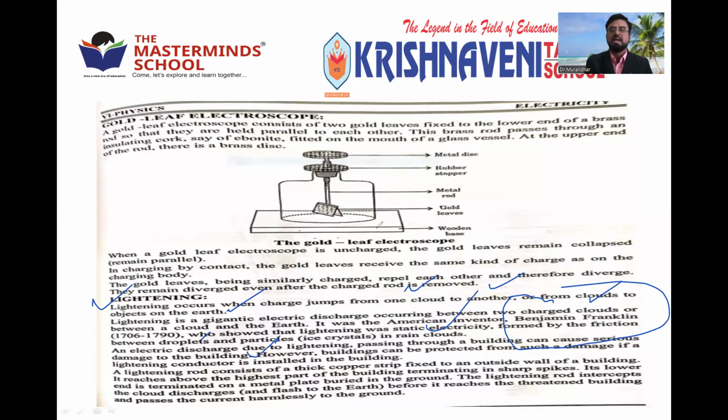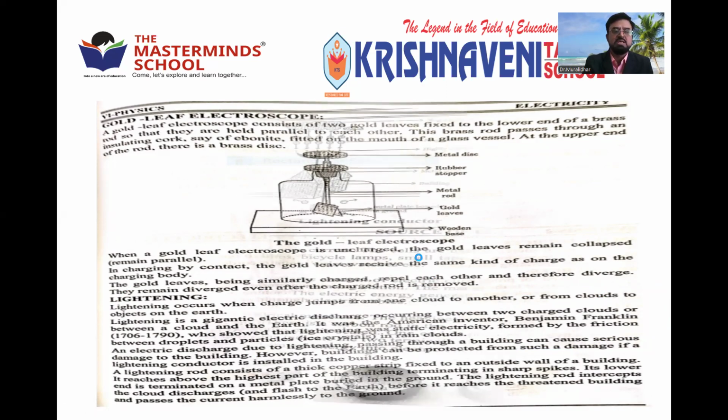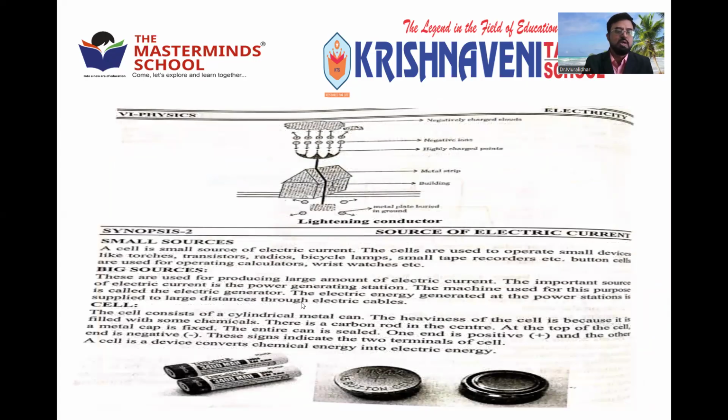Generally, during lightning, we have one antenna over the houses to protect from the lightning. There are so many precautions you have to take for lightning, which will come across in a different chapter. Okay, so this is about the gold leaf electroscope and lightning phenomena, which is nature's phenomenon of producing light or the effect of light. So that is about our first synopsis. Now you can come to the second.